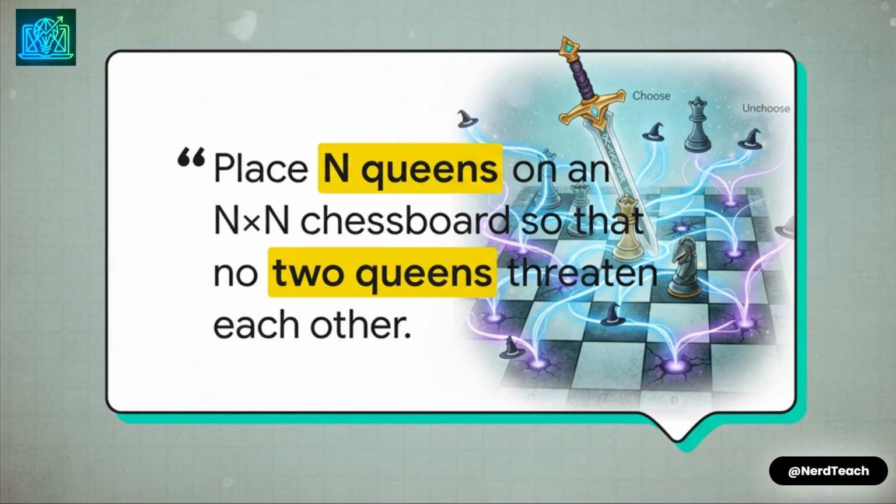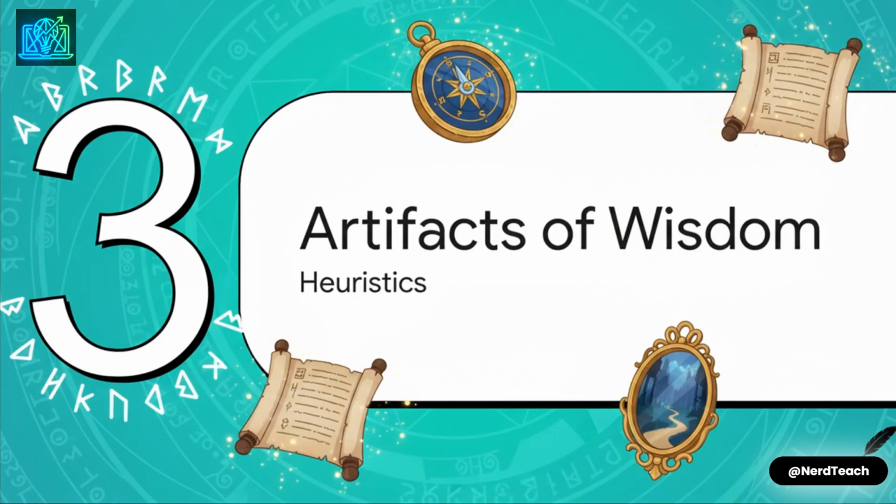And if we get stuck and can't place a queen, we just remove the last one we placed and try a different square, that's unchoose. It is the perfect trial for our wise knight. So, our knight is pretty wise, for sure.